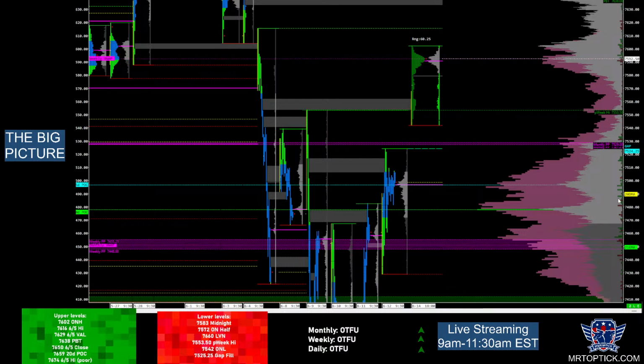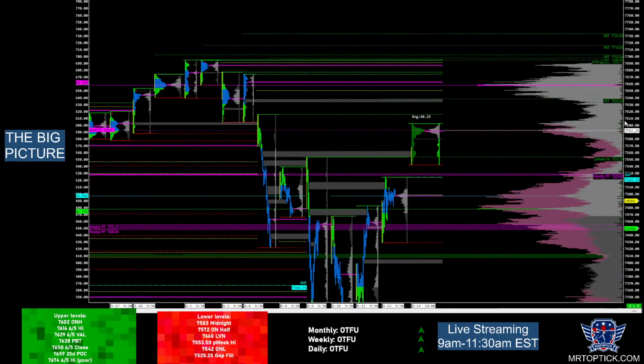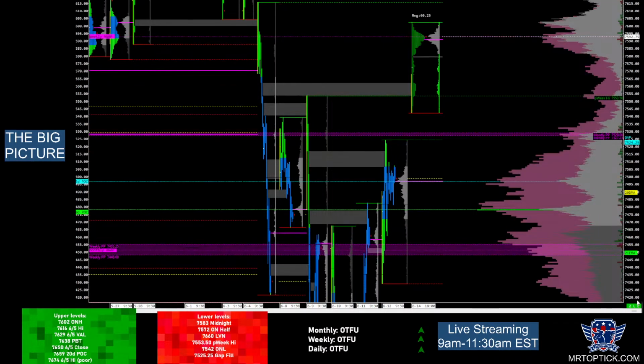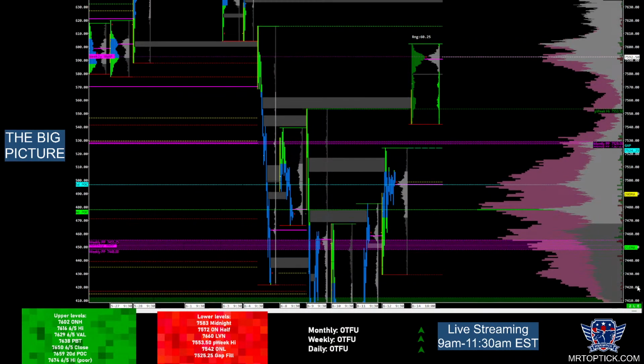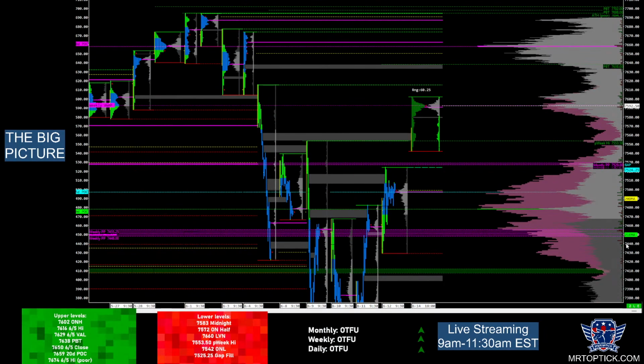Also, like I was saying last week, the two big magnets are the 20-day point of control and the 90-day point of control. So if we for some reason start trading inside the range from Friday, then I'll be looking for that 7,500 area to be retested, and then the 90-day point of control here at 76-ish.